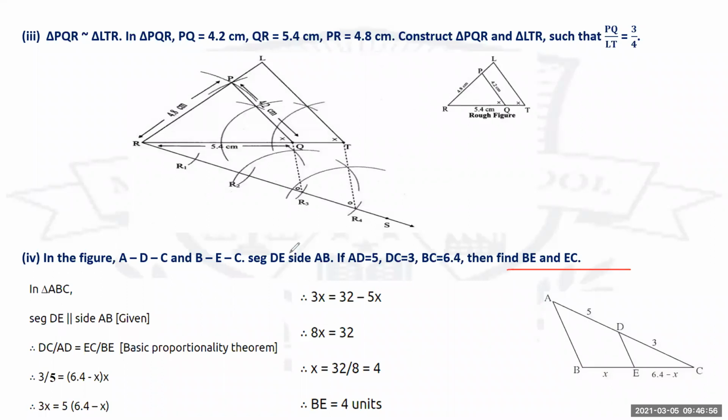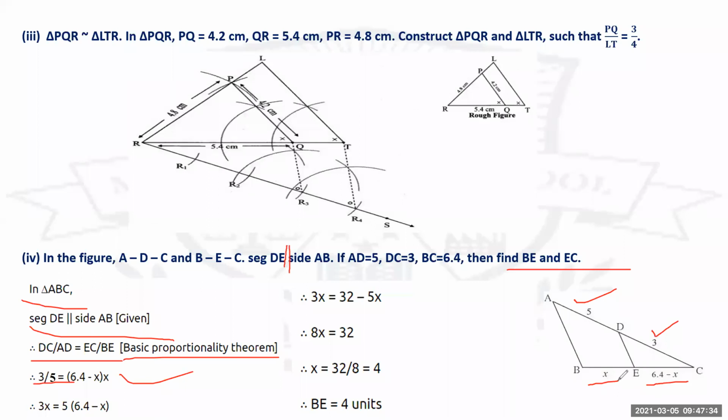Here side DE is parallel to side AB. In triangle ABC, segment DE is parallel to side AB, so with respect to the basic proportionality theorem, you get DC upon AD equals EC upon BE. Just substitute the values: 3 upon 5 equals (6.4 minus x) upon x, where BE is x.